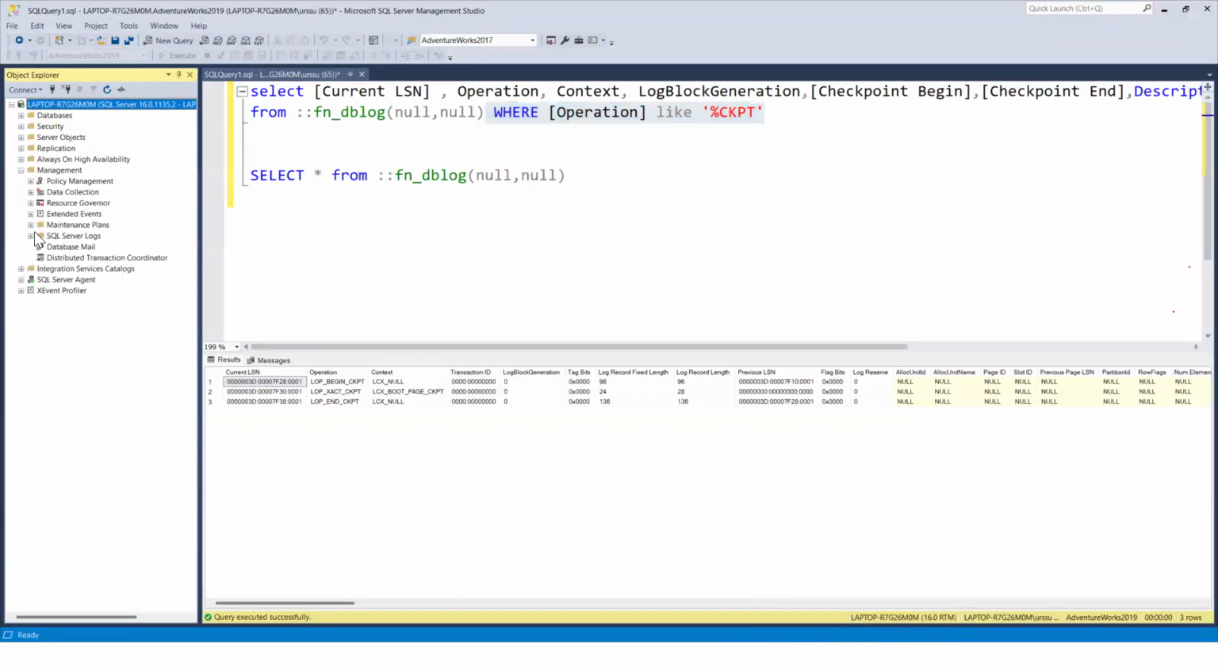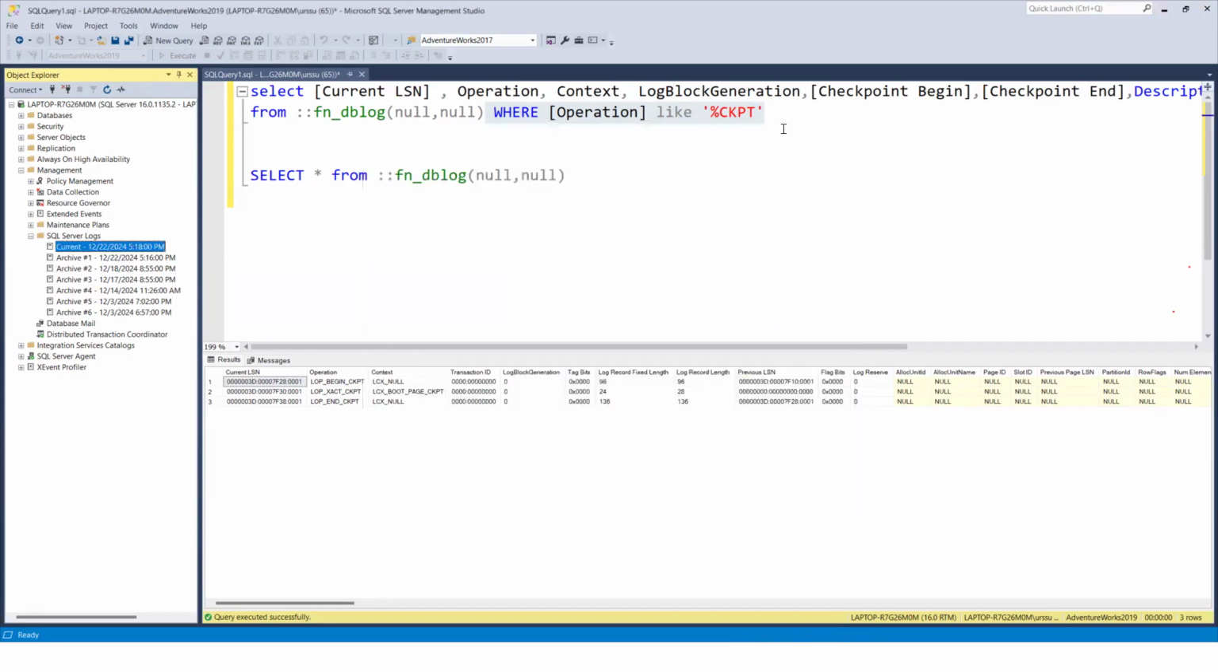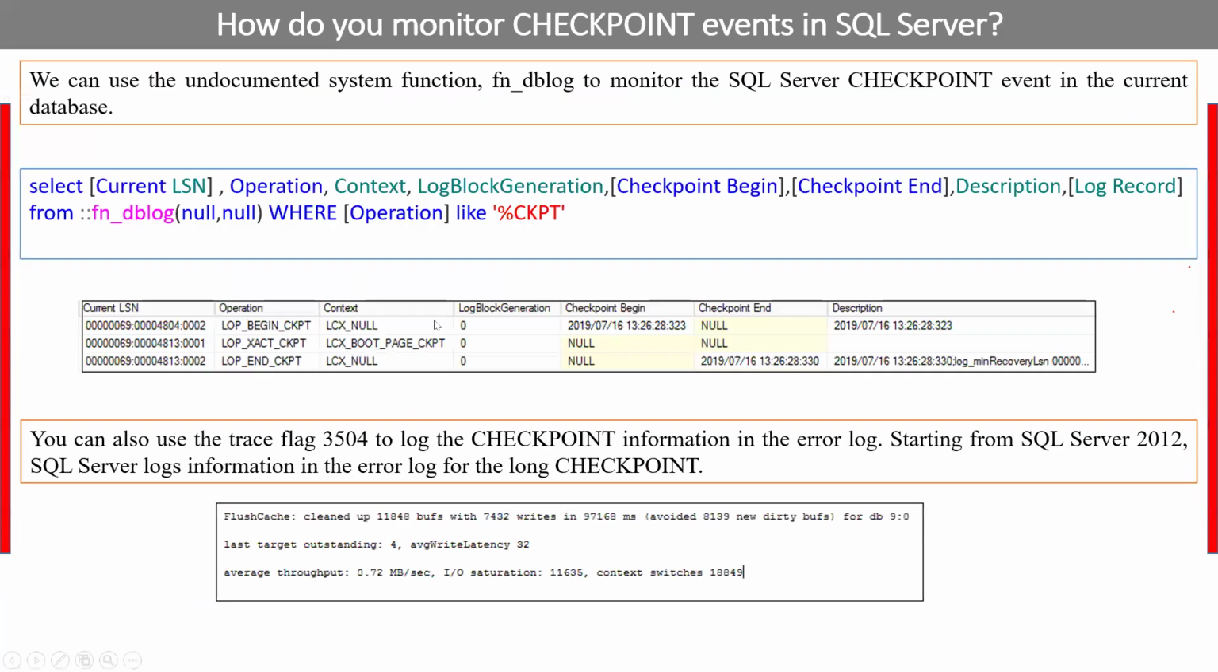So if you go to the error log, we have the SQL error log, right? It will start writing the information in the SQL error log. So unnecessarily it will pile up this error log. No need to worry. Don't enable it unless you really need to. If someone is asking and I want to know the checkpoint triggering time, then you can enable this one and monitor for a while.